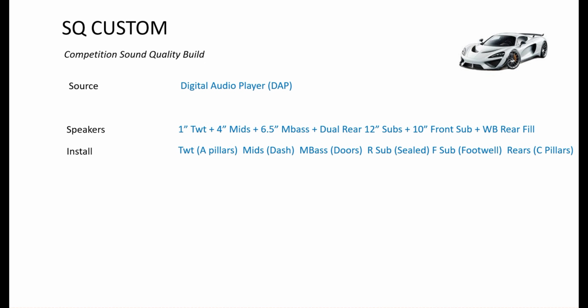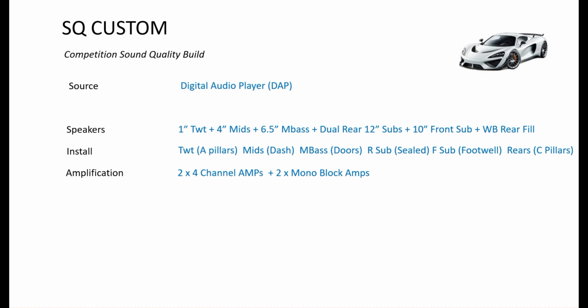So I've got 4 sets of pillars to build. I've got a rear sub box to build. I've got a front footwell sub box to build. Special enclosures in the doors and some mounting rings and things to mount the mids up on the dash, right?